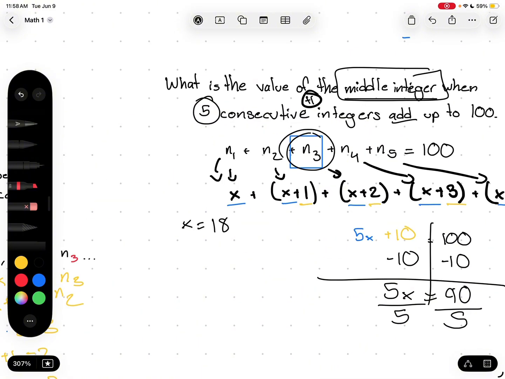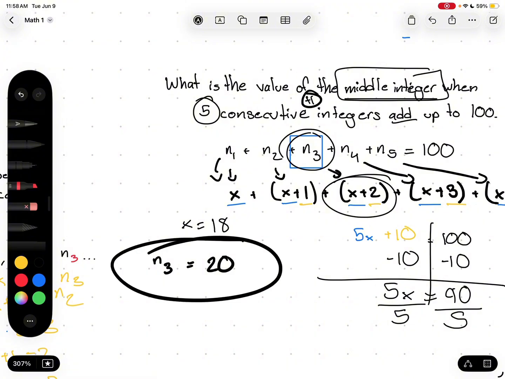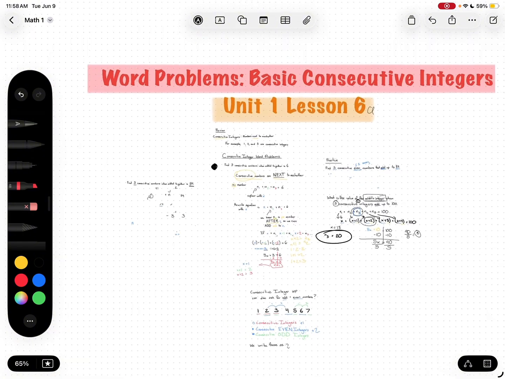We're trying to find n3. n3 equals x plus 2, 18 plus 2 is 20. So the third number is 20. Hopefully that all makes sense.